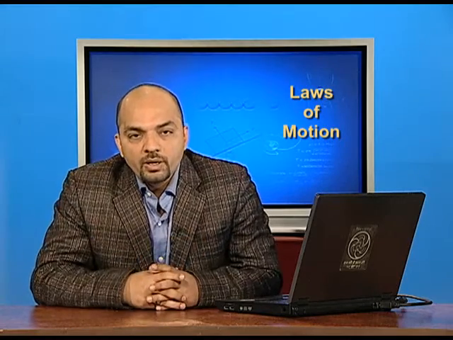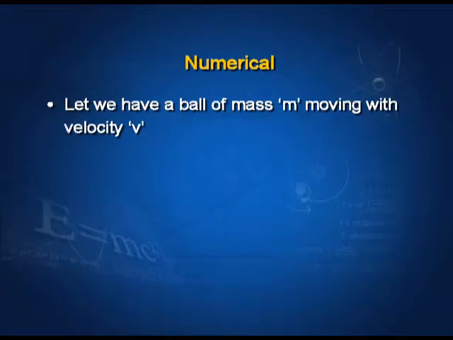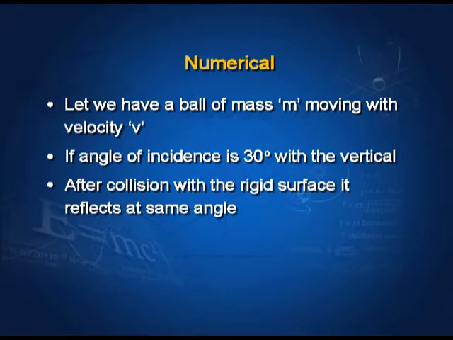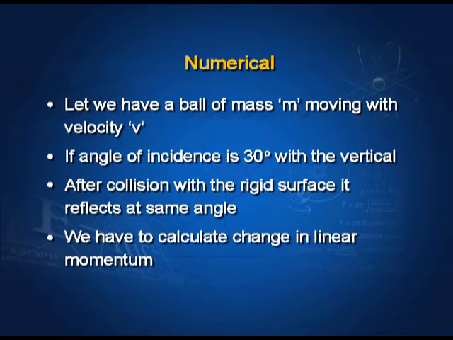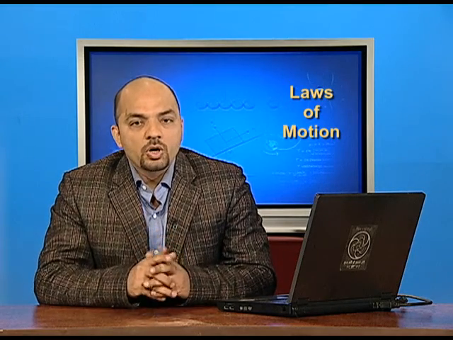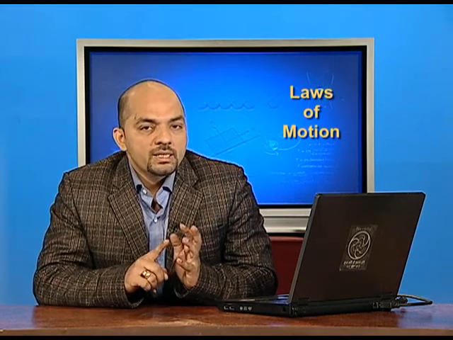Let us do a numerical based on the concept. Let us have a ball of mass m moving with velocity v. If the angle of incidence is 30 degree with the wall, after collision with the rigid surface, it reflects at same angle. We have to calculate change in linear momentum. Let us say mass of the body is m, velocity is v.